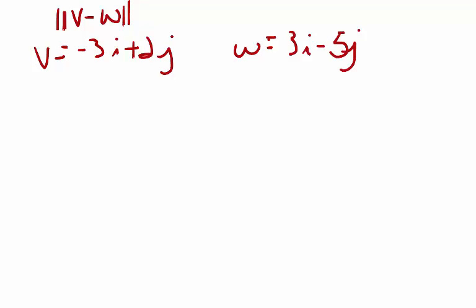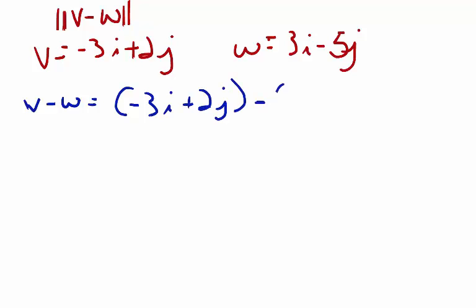In order to find the magnitude of the difference of these two vectors, we need first to subtract vector w from vector v. So vector v minus w equals negative 3i plus 2j minus 3i minus 5j.